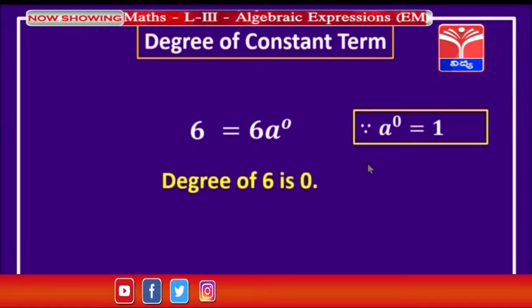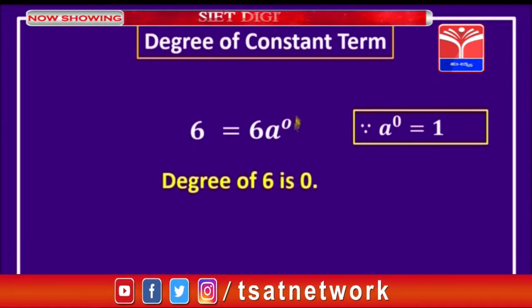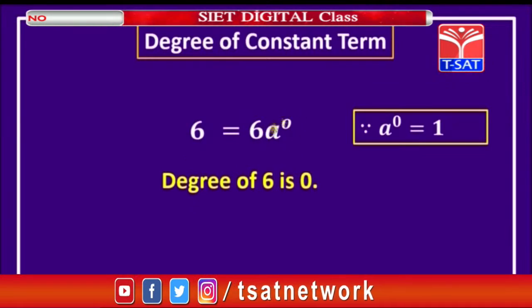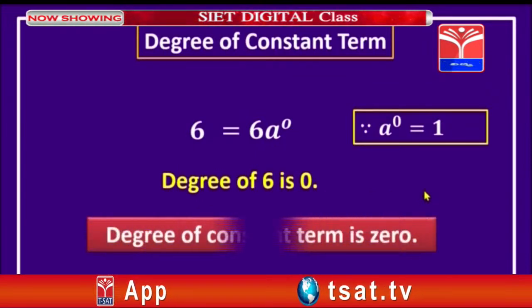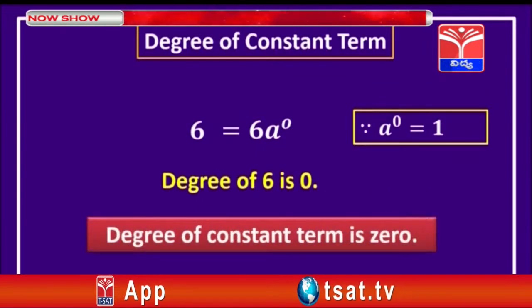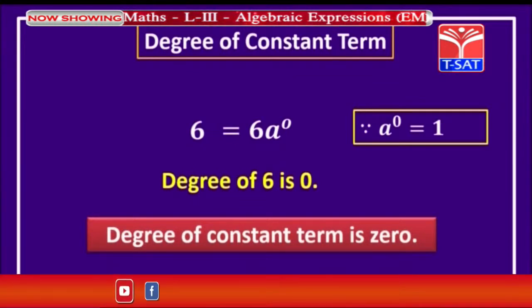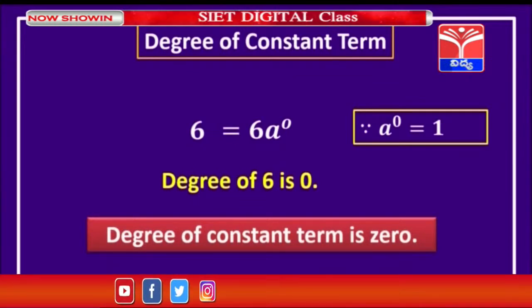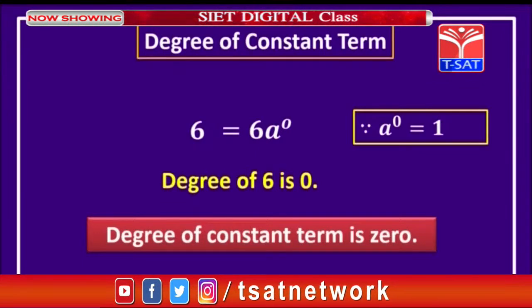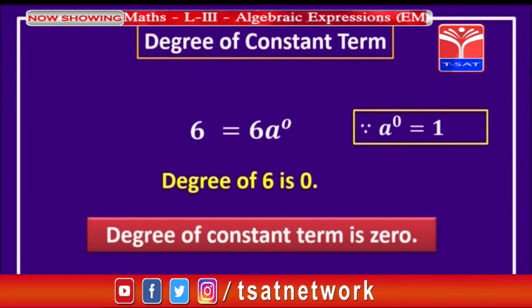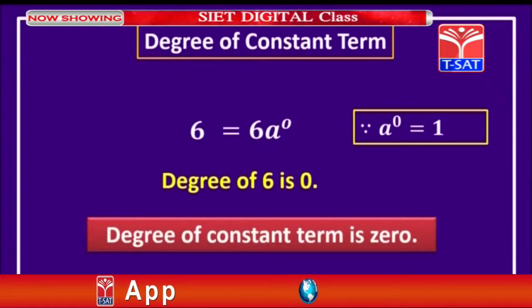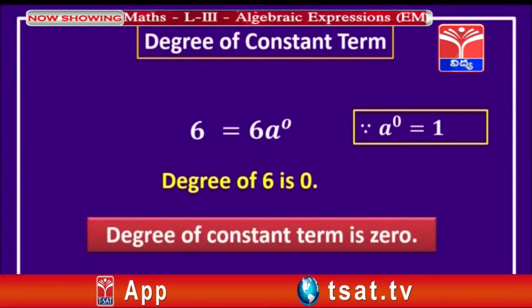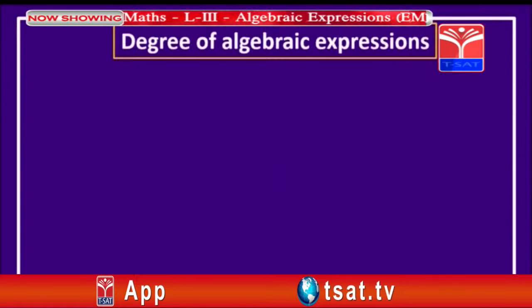Now here the degree of 6 is, what is the exponent of this variable a, children? 0. Therefore the degree of 6 is 0. That means I can say that the degree of a constant term is always 0. Got it, children? Not only 6, you can take any constant. Like if I ask you what is the degree of 10, it is simply 0. Even if I ask you what is the degree of 5, then also the answer is 0. Got it, children?